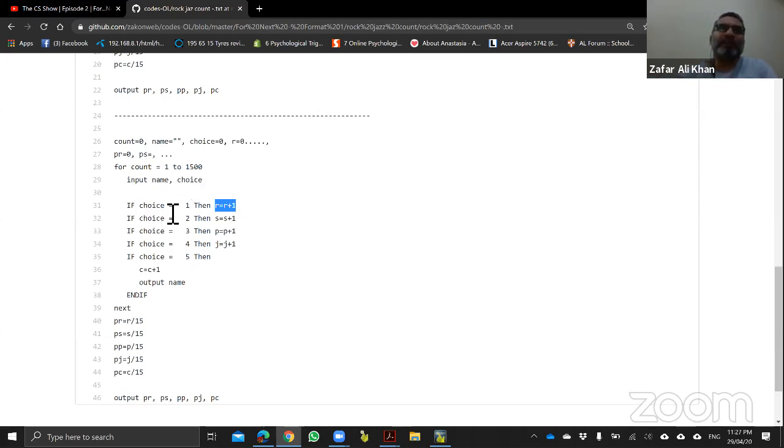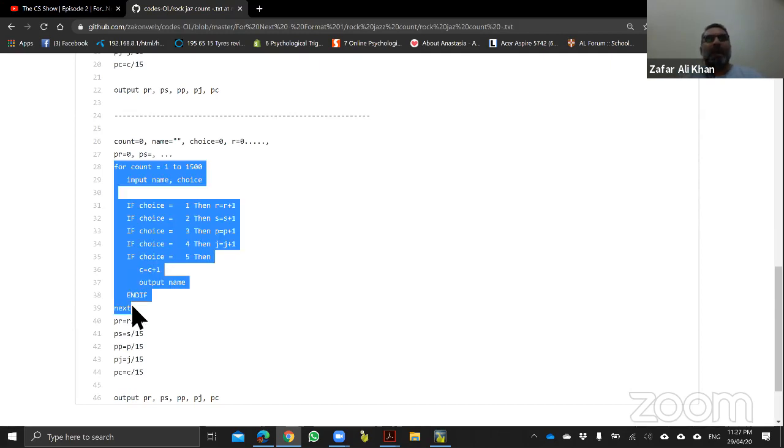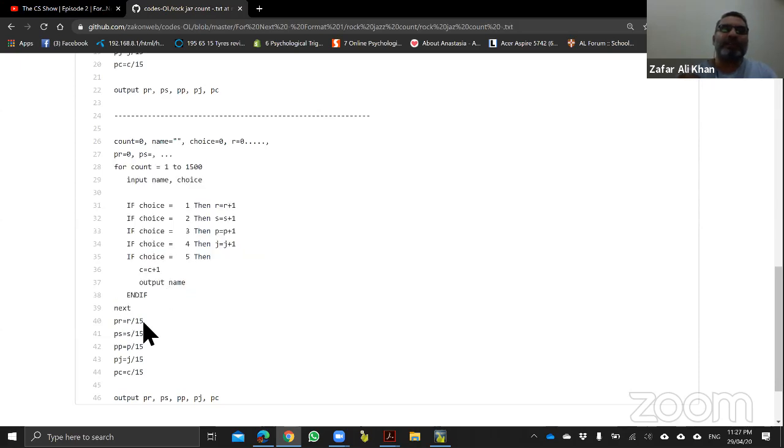So if someone has entered one, it will be counted in this variable, and otherwise in this variable, and all 5 choices are counted. But the only distinction is that if someone has chosen number 5, their name will be output on the screen. So this would go on for 1500 times. Afterwards, every choice's percentage will be found. So this R holds how many out of 1500 students have chosen rock. So the formula for the percentage could be R divided by 1500 multiplied by 100.